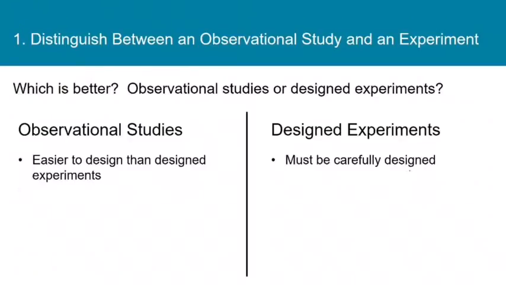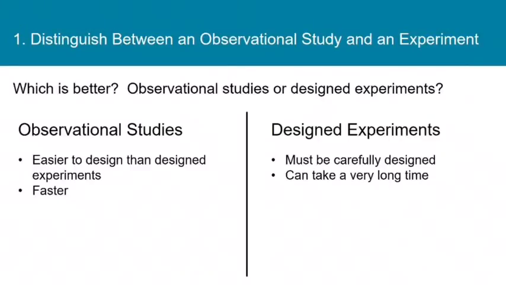Designed experiments must be very carefully designed, and there are a lot of things you have to think about, which variables you're going to account for and how you're going to set up the groups. We're going to talk about that just a little bit, but you can probably already tell that an observational study is just going to be easier to set up. Also, an observational study is faster, whereas a designed experiment can take a very long time.